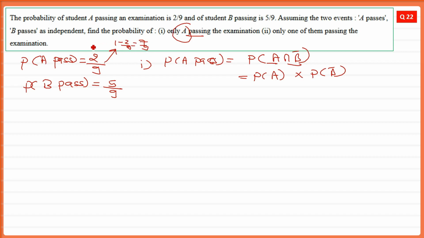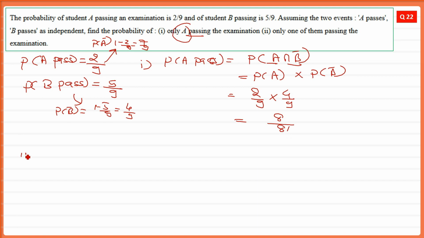I'm writing it here only. Call it P(A'). How about P(B')? P(B) is given as 5/9. P(B') is 1 minus 5/9. That is going to be 4/9. In P(A), we are going to write 2/9. P(B'), we have just computed, 4/9. So this is going to be 8/81.